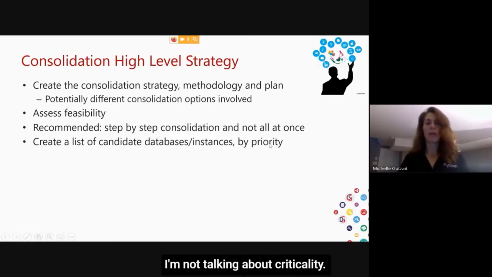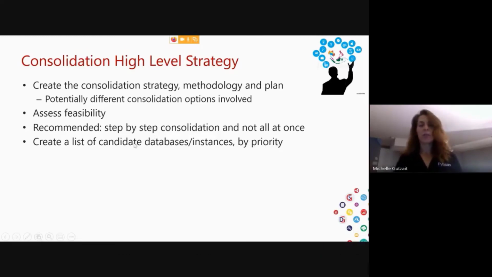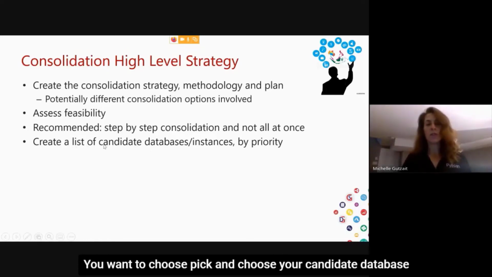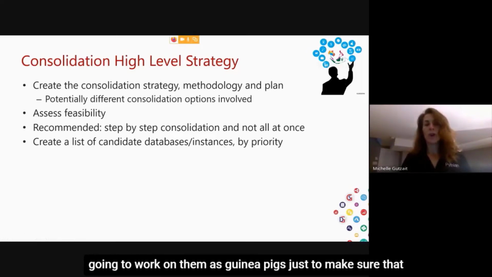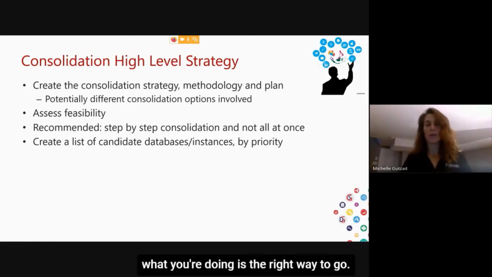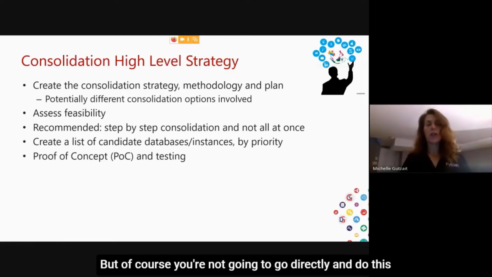Now, by priority, I'm not talking about criticality. I'm talking about when you decide to do a step-by-step consolidation, you want to pick and choose your candidate databases or instances that are going to be consolidated, and you're going to work on them as guinea pigs, just to make sure that what you're doing is the right way to go. But of course, you're not going to go directly and do this in production.